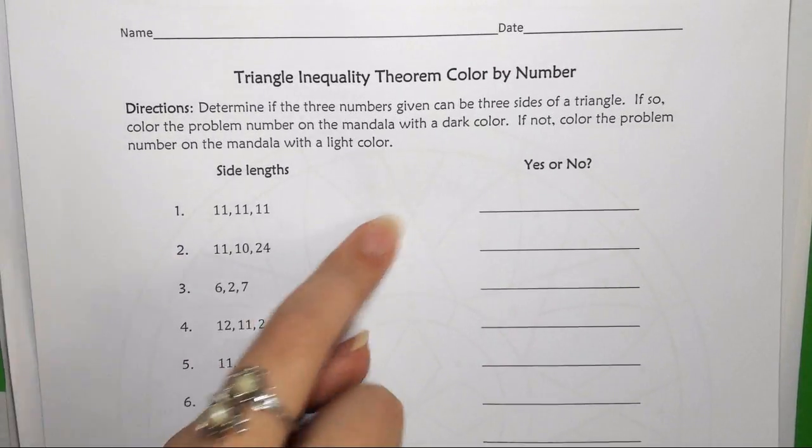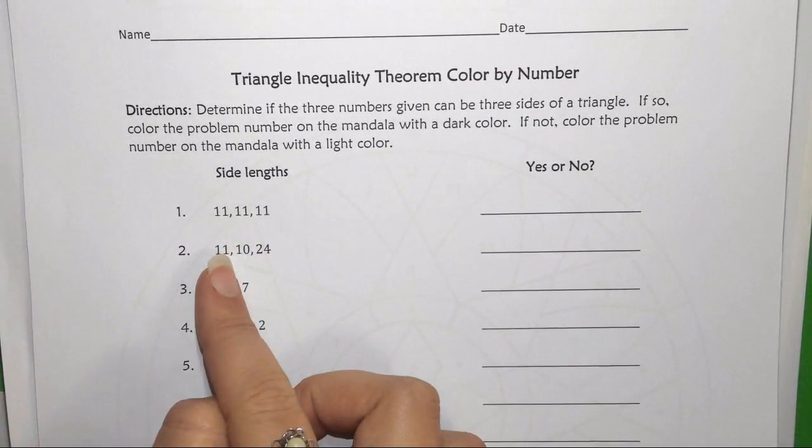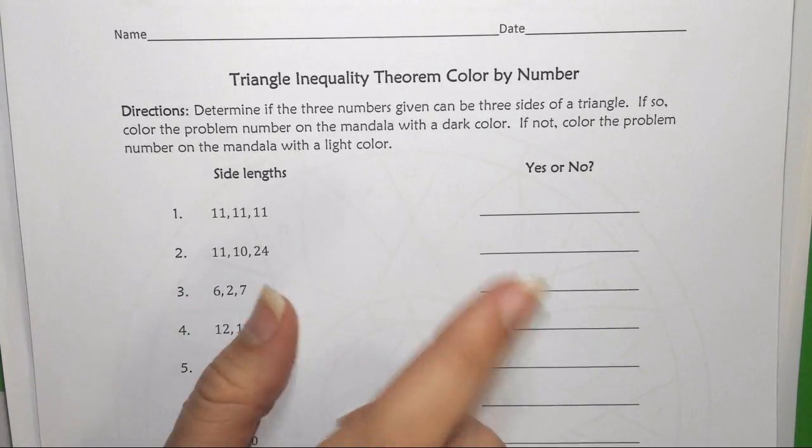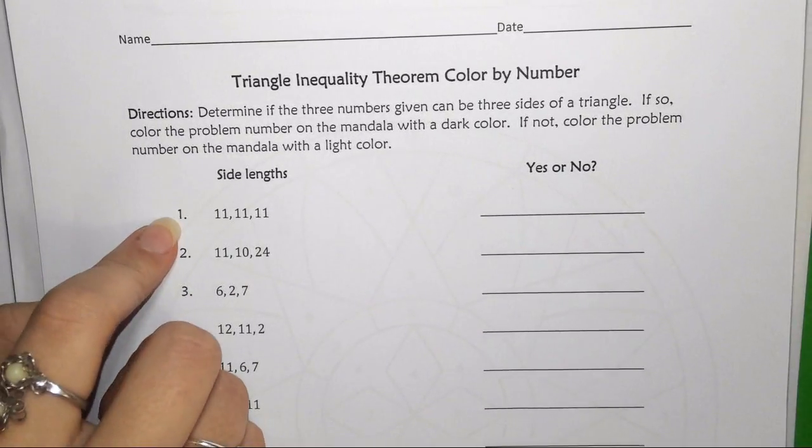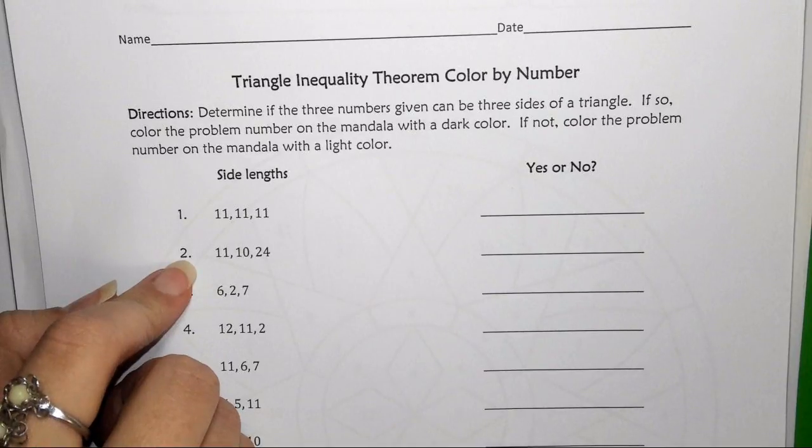Okay, so if it's yes, you color it a dark color. If it's no, you color it a light color. That's it. And what it means by problem number is this is problem number 1. This is problem number 2.